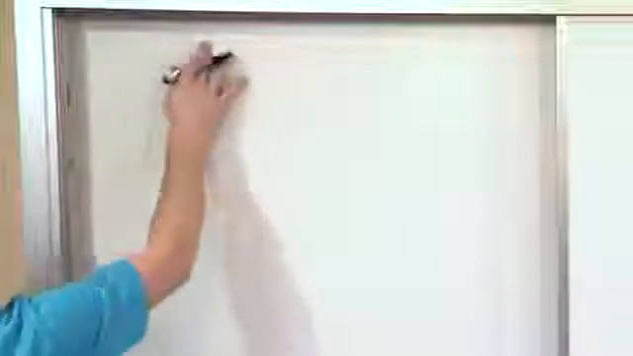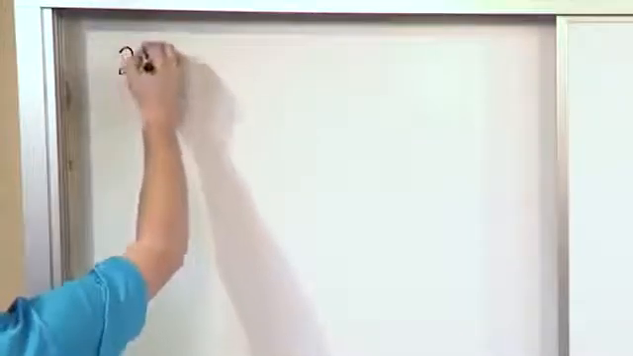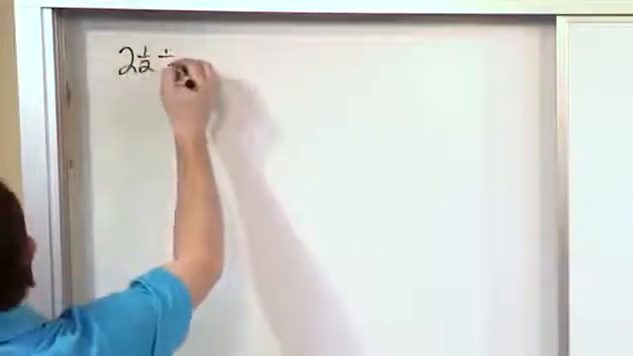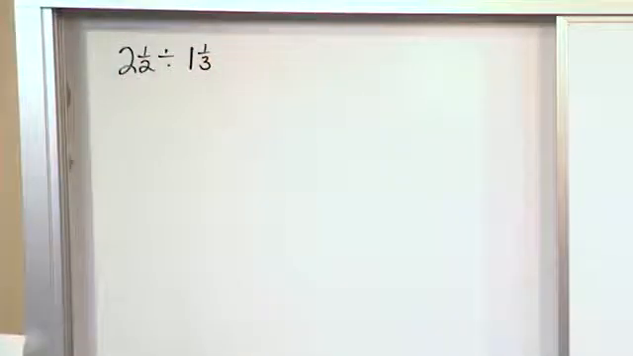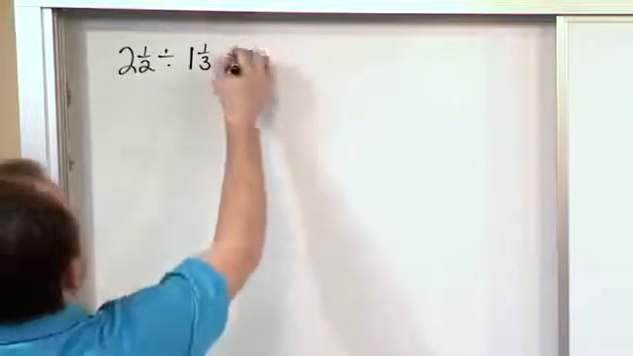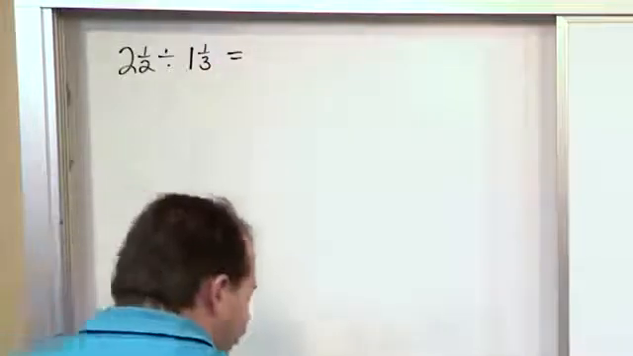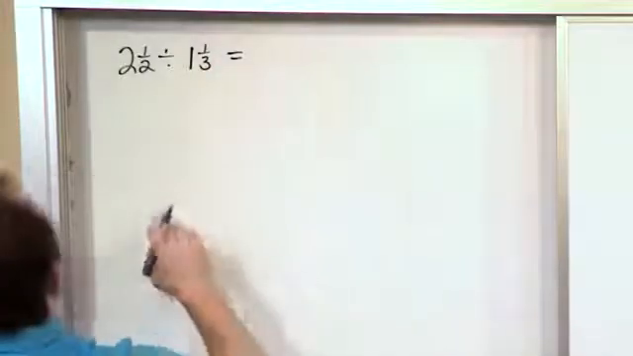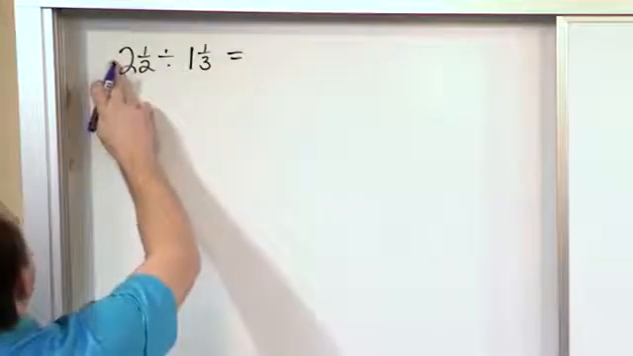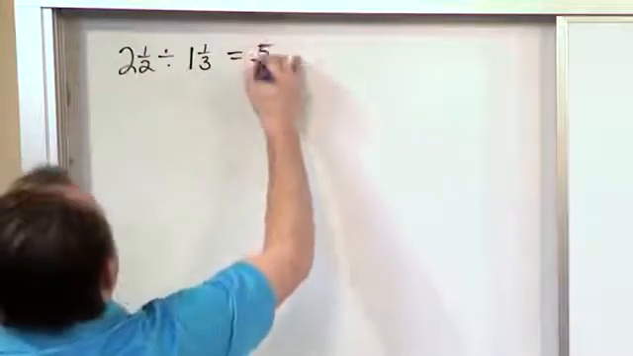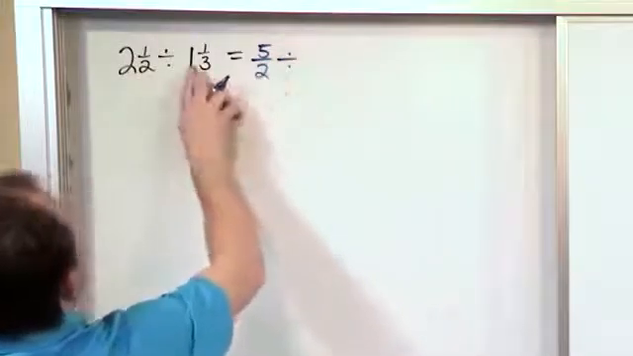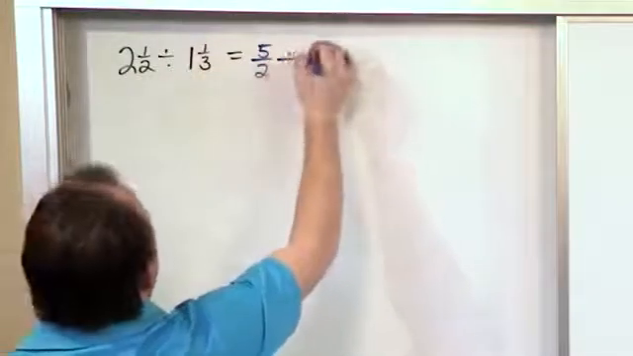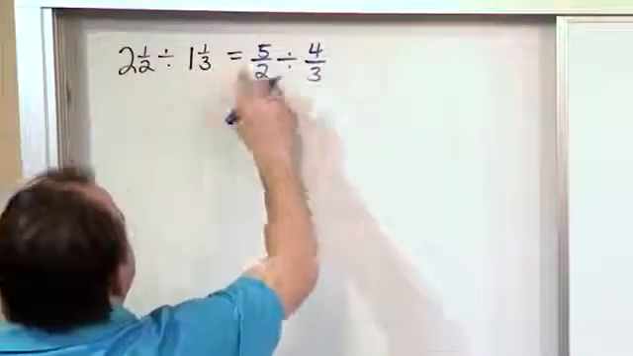So if you had something like 2 and 1/2, and you were dividing it by 1 1/3, what would you have? 2 1/2 divided by 1 1/3. Well, the first thing we want to do is always convert these mixed numbers to improper fractions. So 2 times 2 is 4, plus 1 is 5, over 2, like that. And then we'll divide by what we have here. 3 times 1 is 3, plus 1 is 4, and we always write it again over 3.